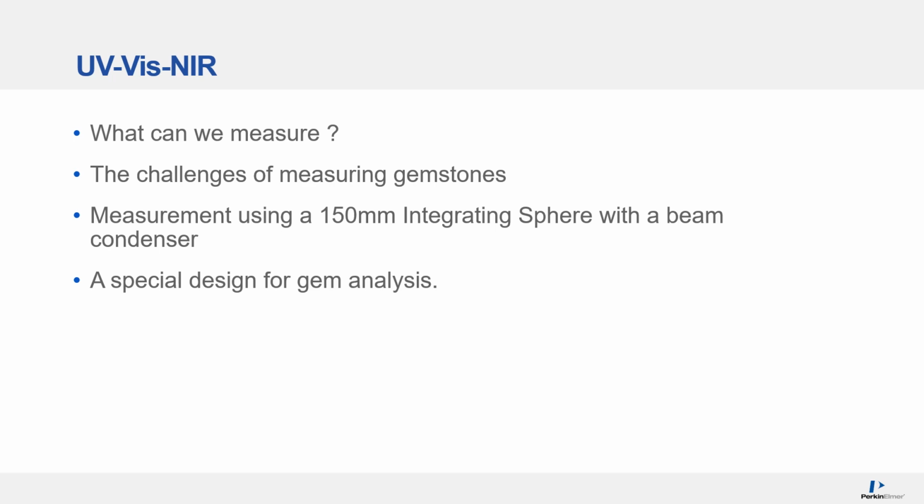The question is, what can we measure using the UV-Visible-NIR spectral regions, and what information do we get? Similarly to FTIR, there are some challenges associated with performing measurements on gemstones in the UV-visible region. These challenges can be addressed using a 150mm integrating sphere with a beam condenser, or a special design specifically for gemstone analysis that will be described later.